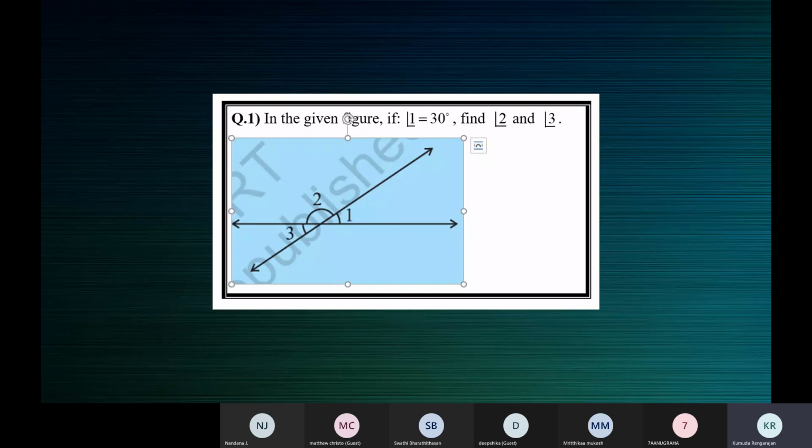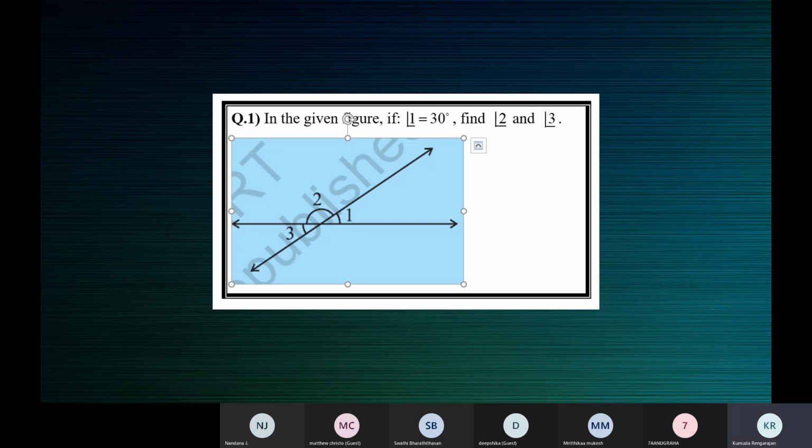Yeah, Matthew, tell me. Ma'am, angle 2 and 3 form 180 degrees. It is a linear pair, ma'am. They gave angle 1 is equal to 30 degrees. Angle 1 and 3 are vertically opposite, ma'am. Very good. So angle 3 will be 30. To find angle 2, we need to subtract angle 3 from the 180 degrees, ma'am.